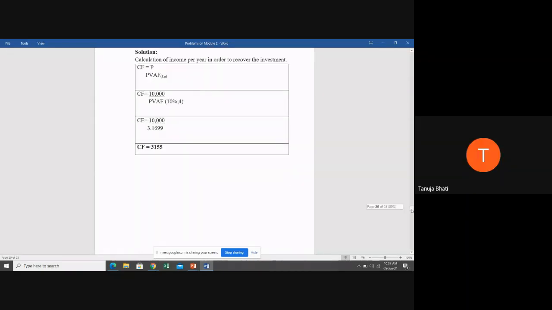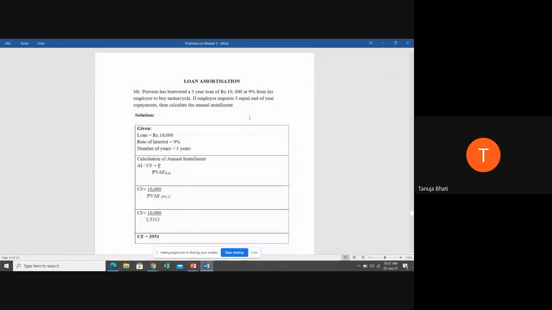Now let us move ahead to loan amortization. One problem on loan amortization. Mr. Praveen has borrowed a 3-year loan. If I say 3-year loan, what does this indicate, students? What is the meaning of a 3-year loan? The loan is taken for a period of 3 years, which means within 3 years the loan has to be repaid, of rupees 10,000. So this is the loan amount.